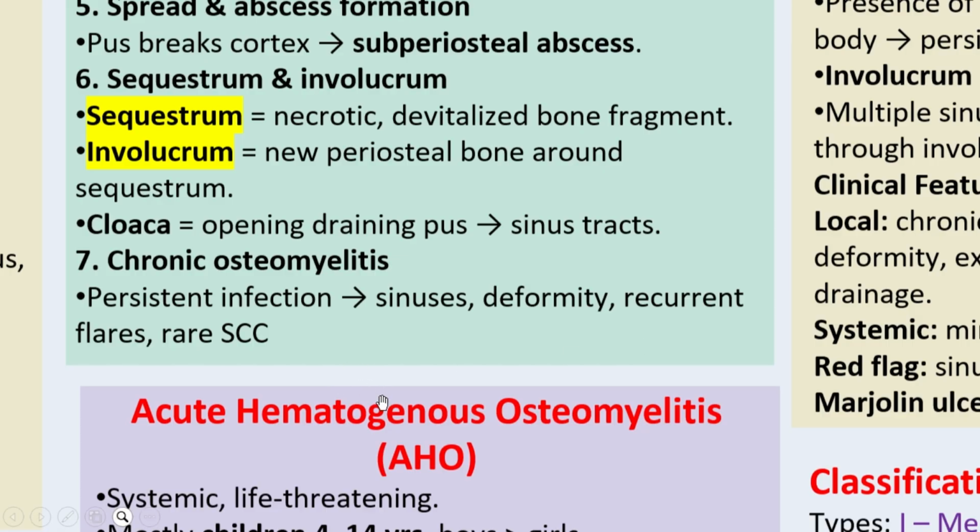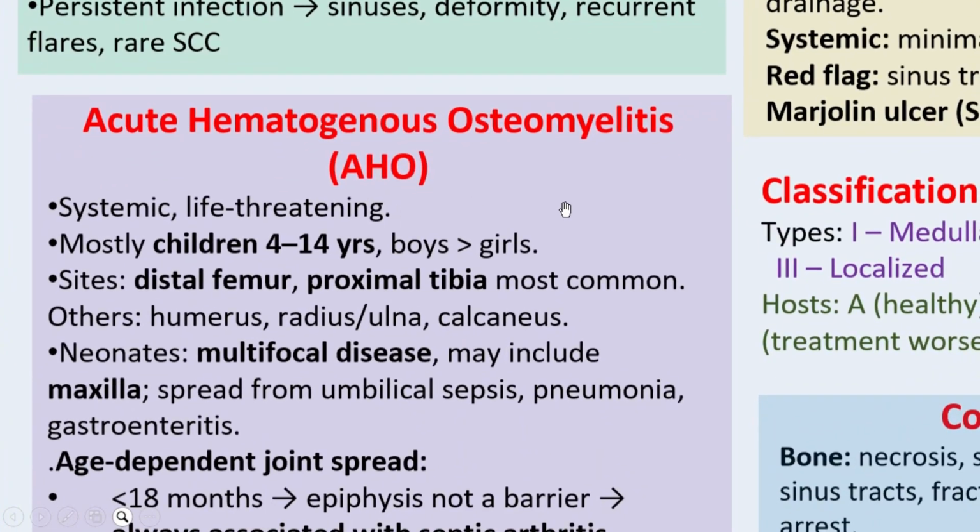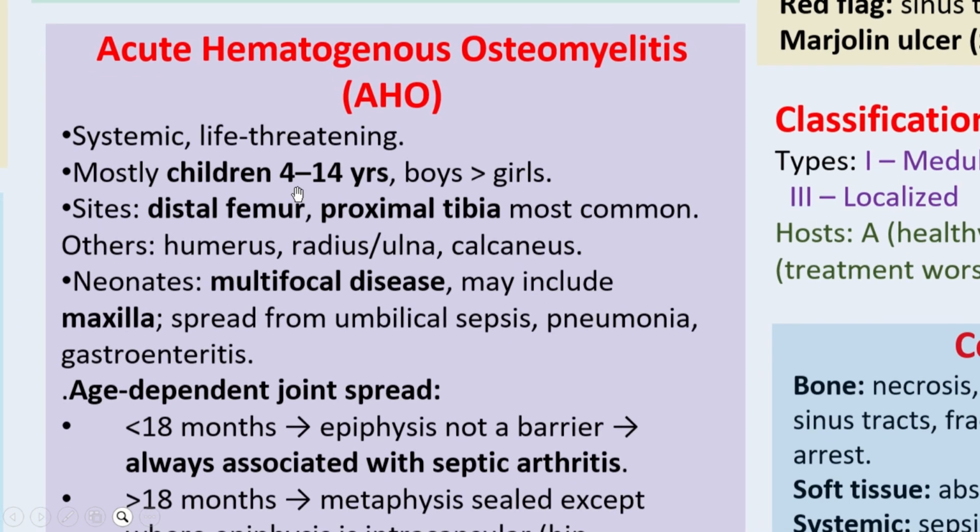So now let us look at acute hematogenous osteomyelitis, and this is basically what happens mostly in children. It occurs in children from around 4 to 14 years, and it affects more boys than girls because of the nature of boys. Most of the time, they're the ones interacting with things like that. The most common sites are the distal femur and the proximal tibia, and this is because of the blood supply that we talked about. In these areas, we have those hairpin arterioles that have a reduced flow.